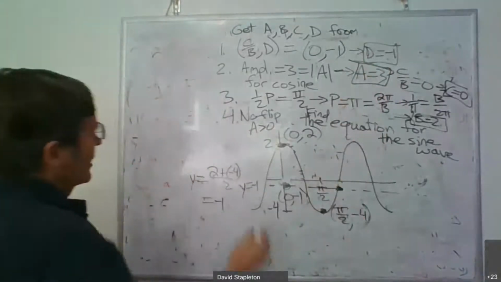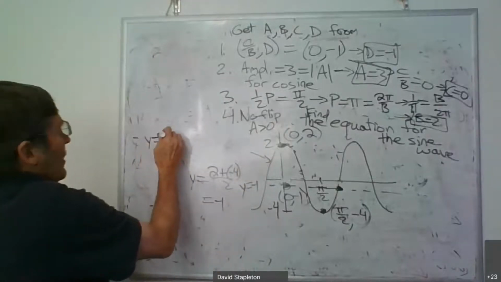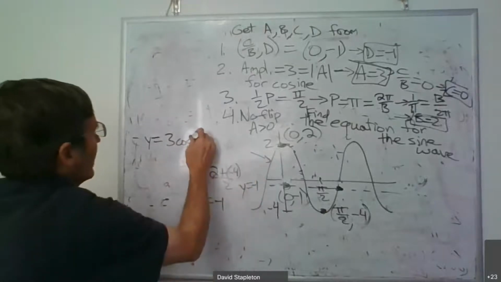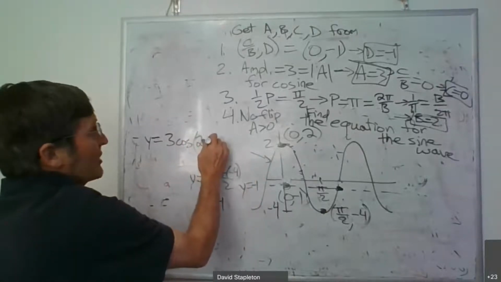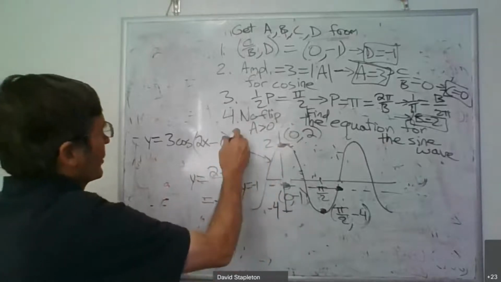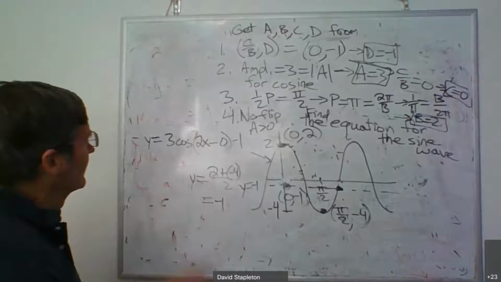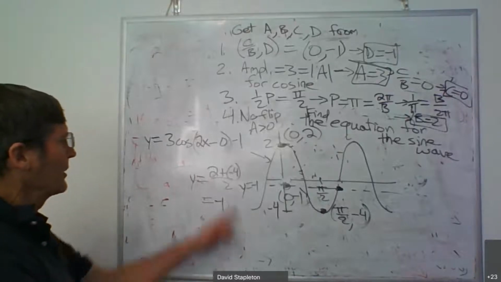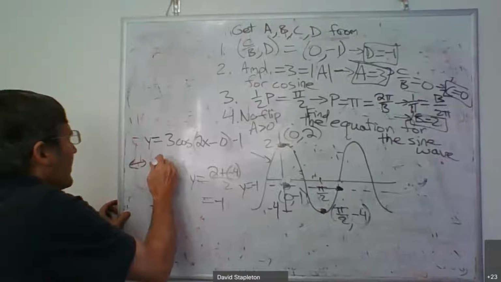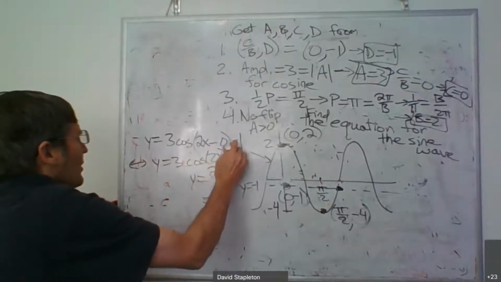Now I can write the equation. An equation for this graph is y equals A, which is 3, cosine B, which is 2, x minus C, which is 0, plus D, which is -1. There's an equation for this graph right here. Usually we don't like to put zeros in there, so we simplify it a little bit. We multiply this out, right? As y equals 3 cosine 2x minus 1.